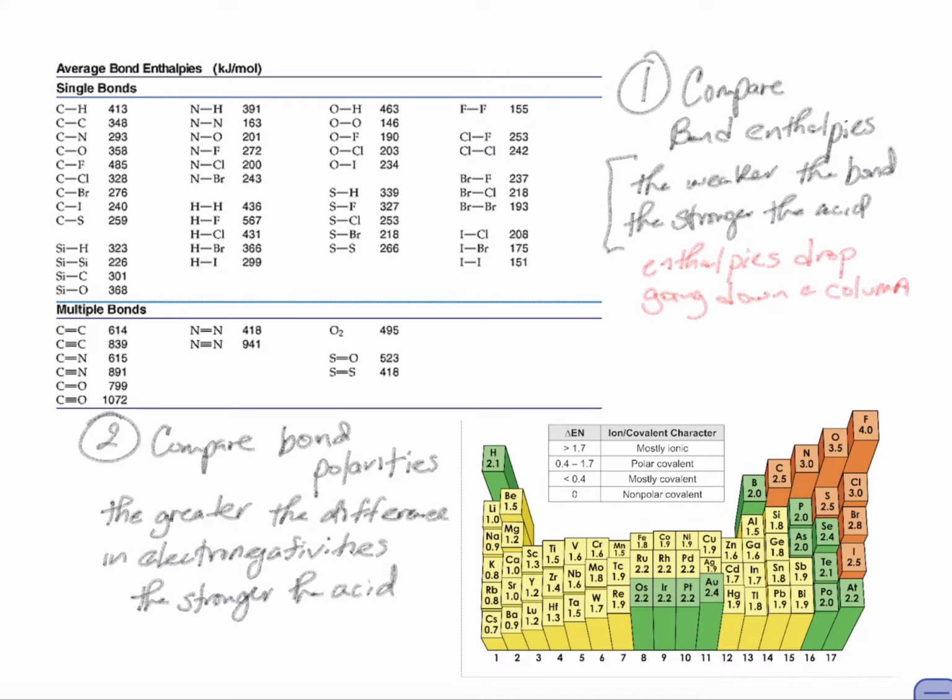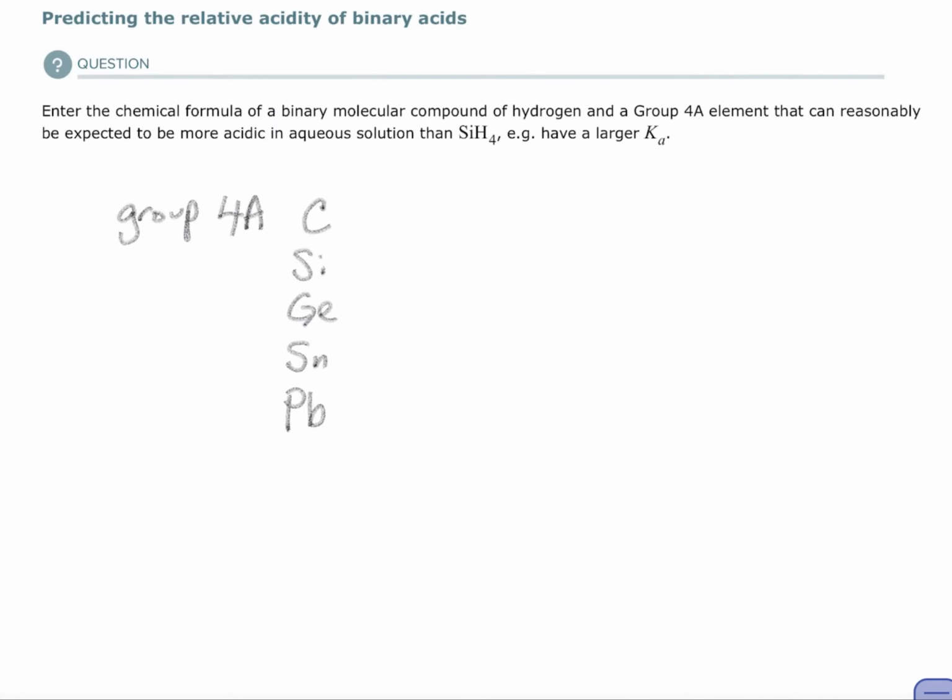So the second picture I gave you was the bond polarities. These are electronegativity numbers. So if you have something like fluorine, which has a 4, and hydrogen, 2.1, you'd subtract those two, and that's the strength of that ionic character, or the polarity of it. And the stronger the polarity, the more likely you're going to have a strong acid. So here is our example.